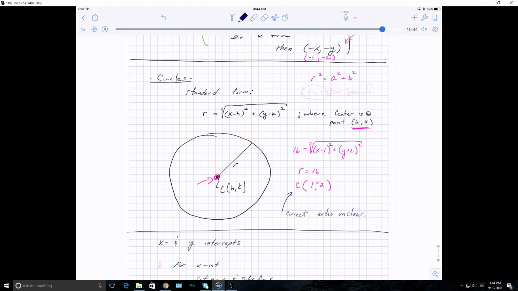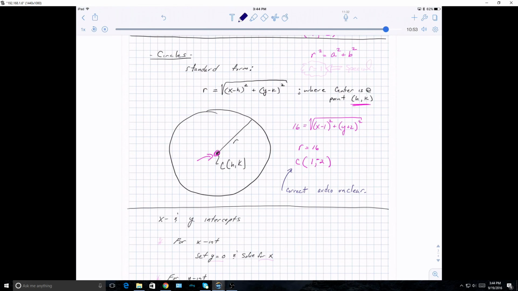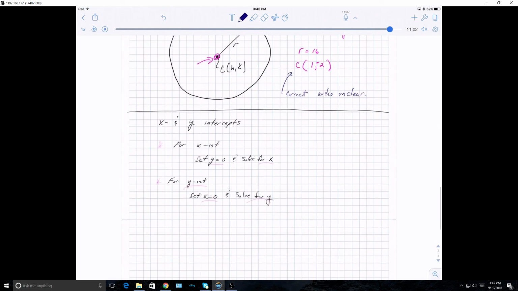But in class, we'll do much more detail with this because there's a very special case in which r is equal to 1. And this is a very special case. So we'll talk about it in much more detail later.